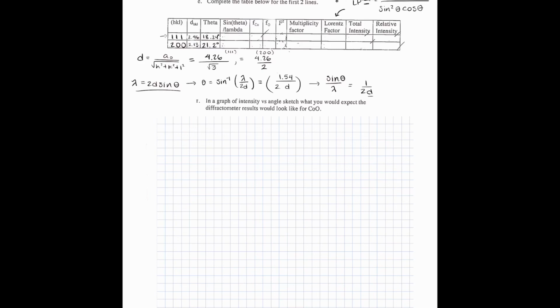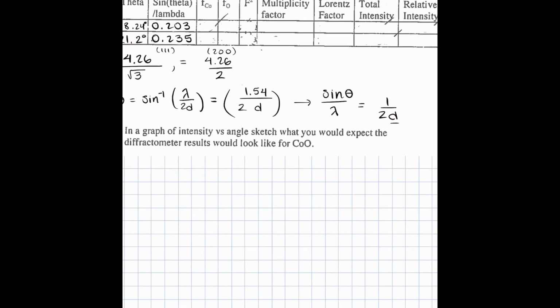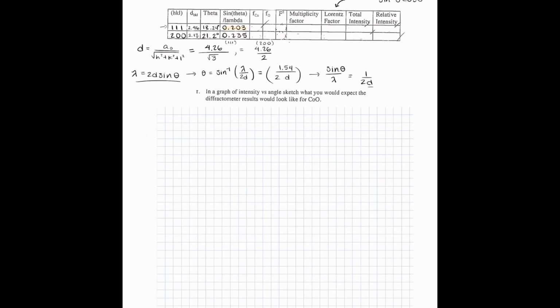All right, 2.46 times 2, and then 1 divided by that. 0.203. And then we have 2.13 times 2, 1 divided by that. 0.235. All right. So now, using these two values we just found, we're going to go to the table.